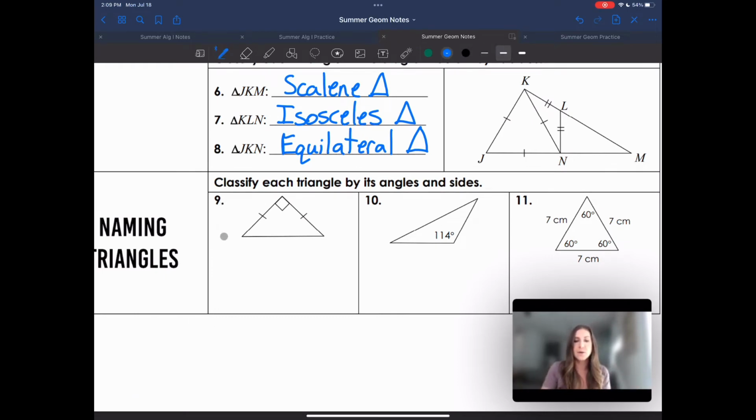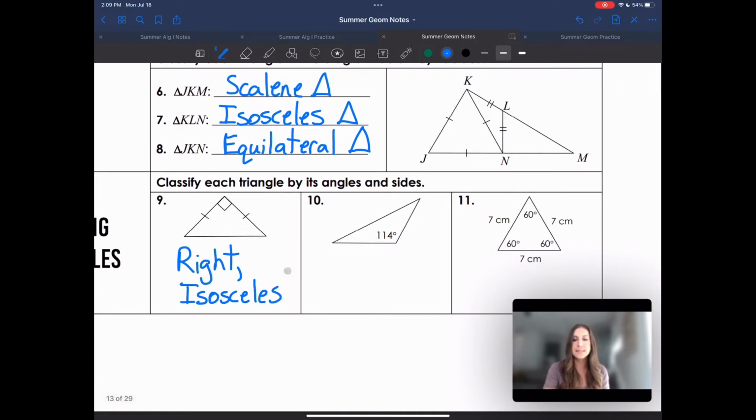Okay, this first one, number 9, let's first classify it by its angles. Well, it does have a right angle, so we know right away this is a right triangle. I'm just gonna say right, comma, instead of writing triangle, and then say the other word. Okay, now if we look at just its side lengths, we do notice we have 2 congruent sides. So this is also isosceles. So this triangle is both right and isosceles.